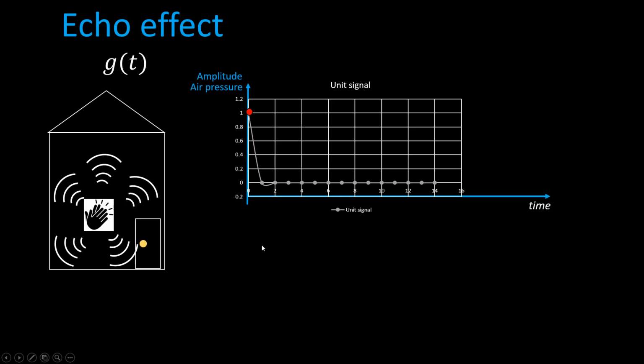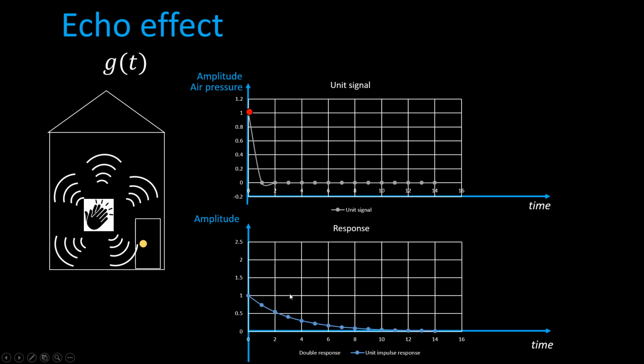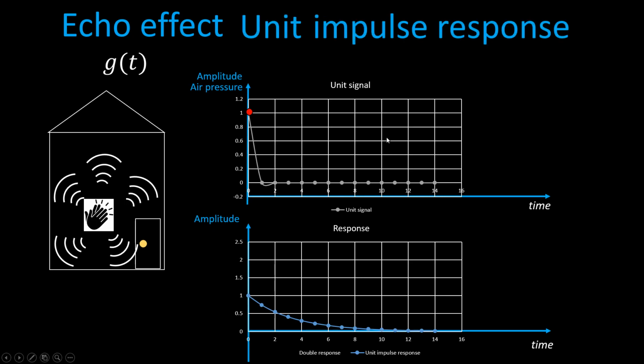If you record that, you will have this slowly damping effect. So a single impulse will create this lingering effect over 15 time steps, for example. This is the response induced by one unit impulse. Hence, it's named unit impulse response.